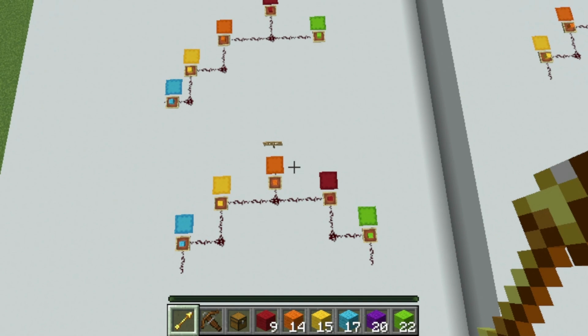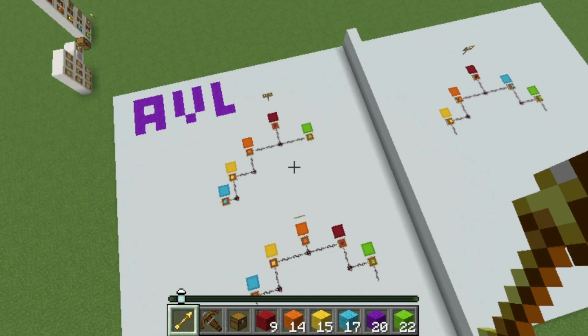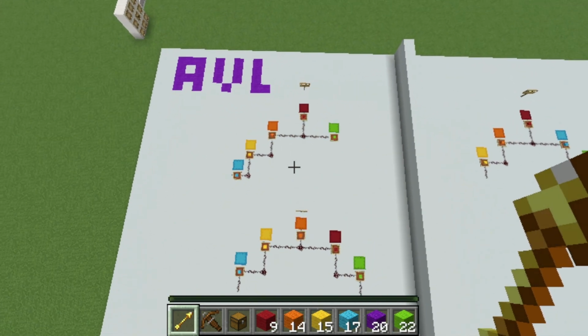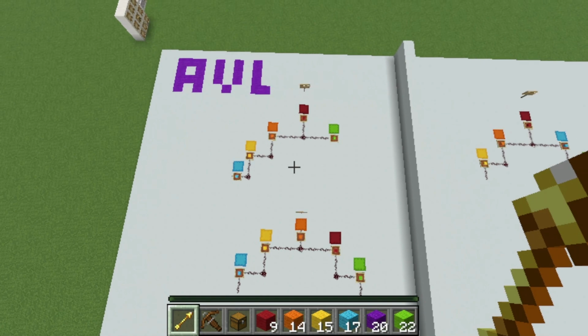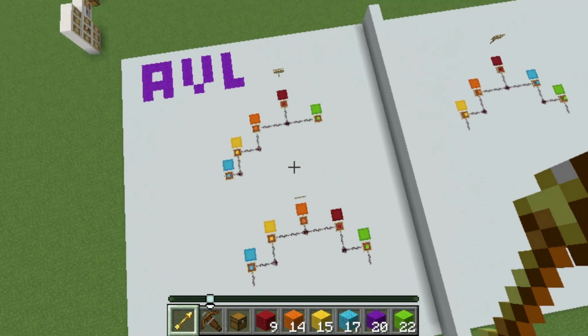So instead of the red wool being the root, we actually have the orange wool being the root now. And this can go for any sort of turn with the AVL trees, specifically right turning or left turning.